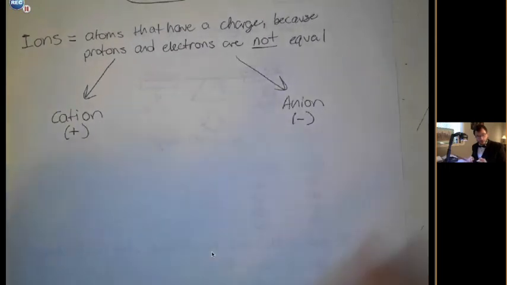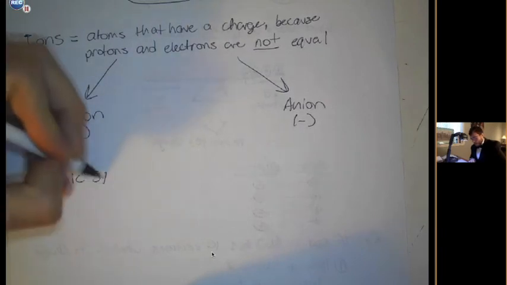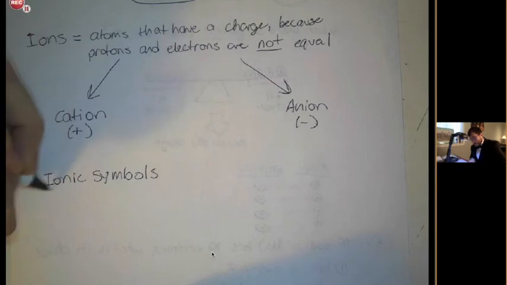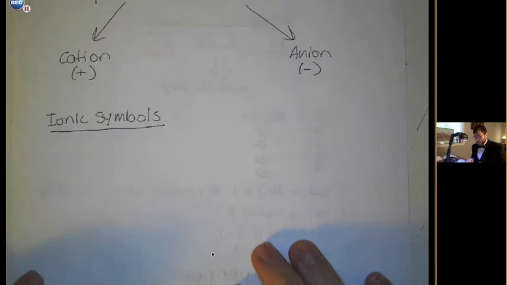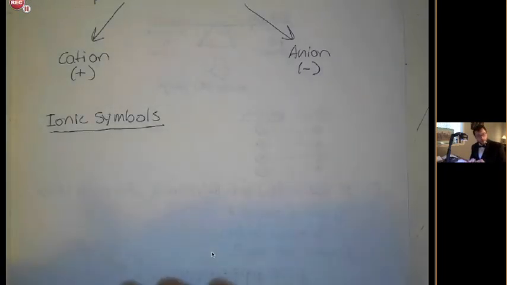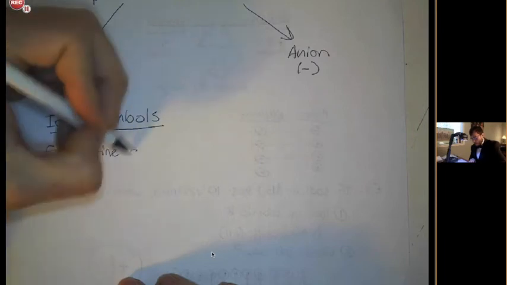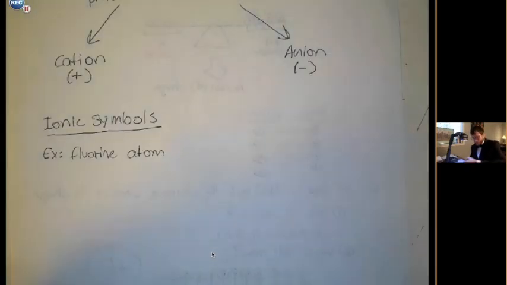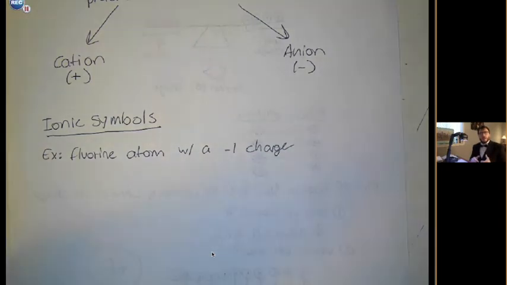How do we symbolize them? So I'm going to teach you how to write ionic symbols. This is just the symbolism that we use when writing down ions. Okay, so here's an example: a fluorine atom with a negative 1 charge. If a fluorine atom had a negative 1 charge, how would we abbreviate that?